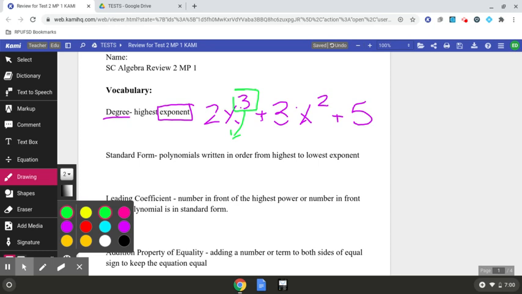So we talked about names for these types of polynomials. This would be a cubic function because it has a highest exponent of 3.